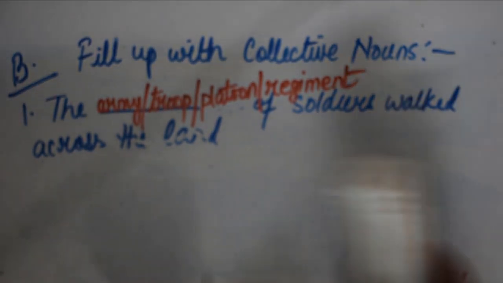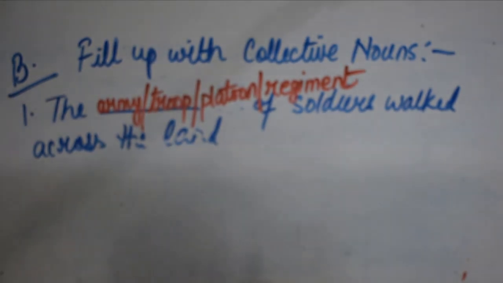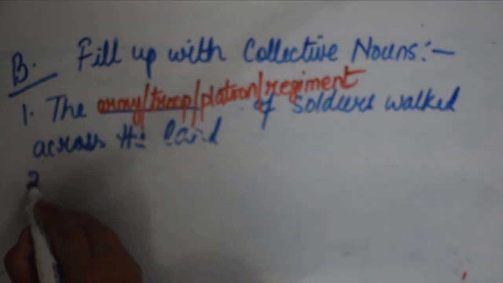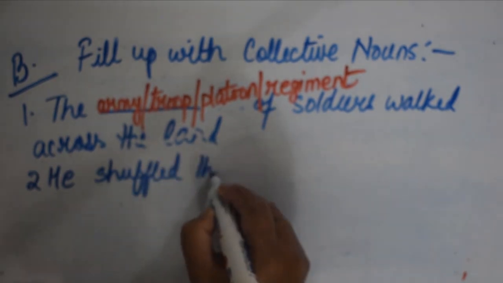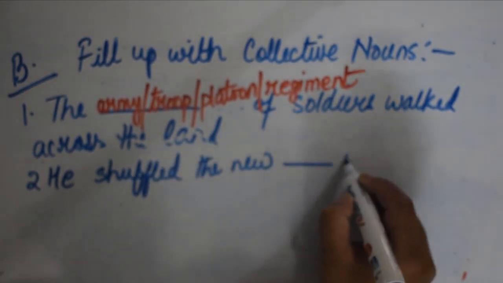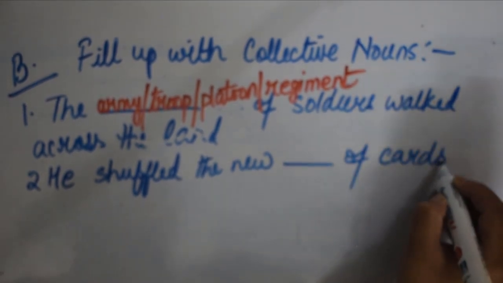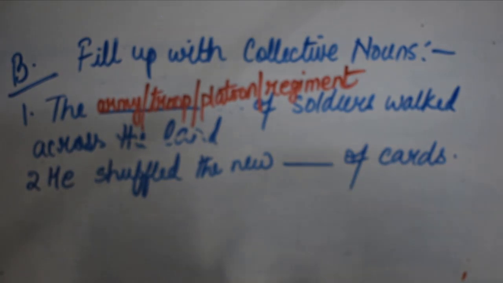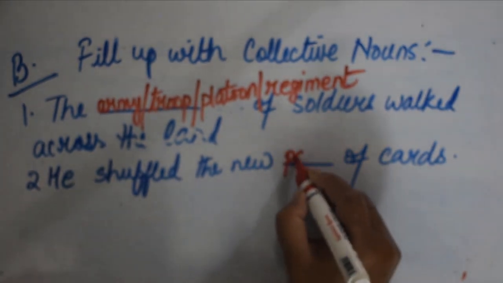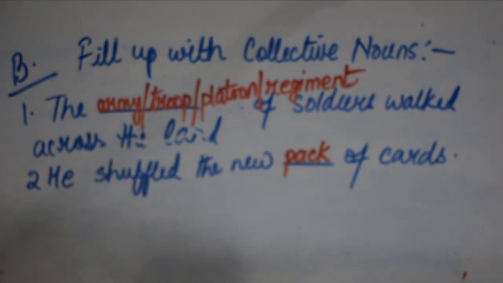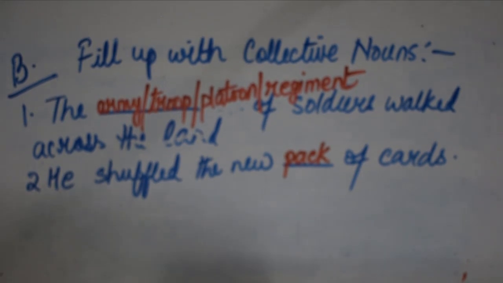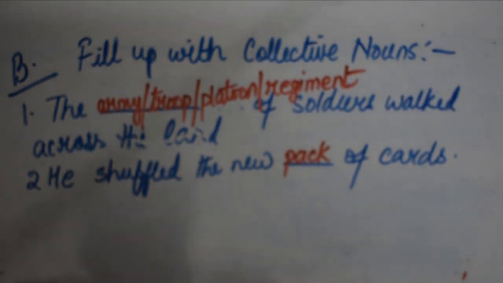Okay, now the next was, he shuffled the new dash of cards. Answer will be pack of cards. Okay, pack of cards, and there is no other alternative for a group of cards. Pack of cards, no box of cards, no bunch of cards, nothing, only a pack of cards.